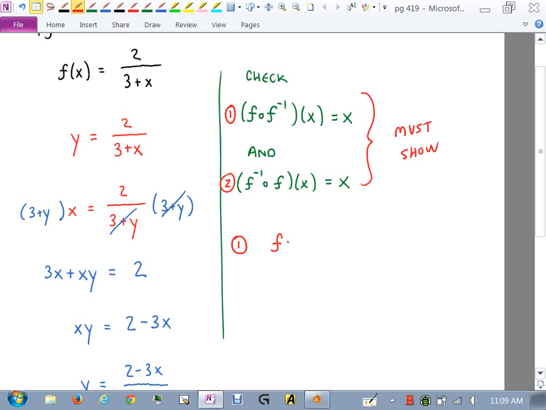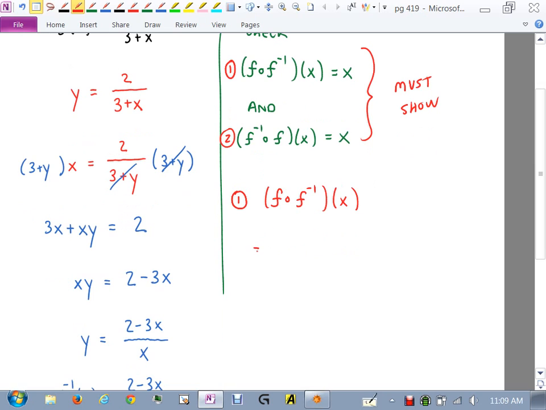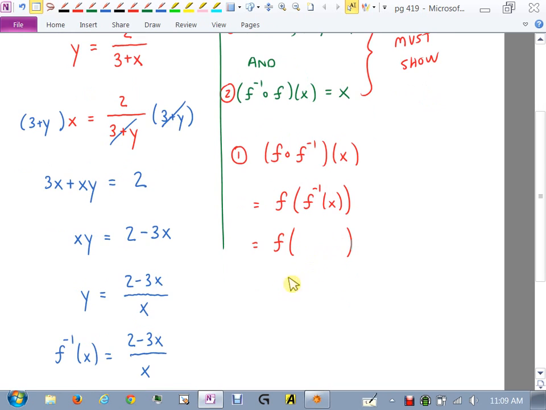F of f inverse of x, by its definition, means you start with f on the outside, and inside you place the inverse function. Now let's replace that inverse function inside with what we just determined we thought it was, which was what? 2 minus 3x over x. So 2 minus 3x over x.